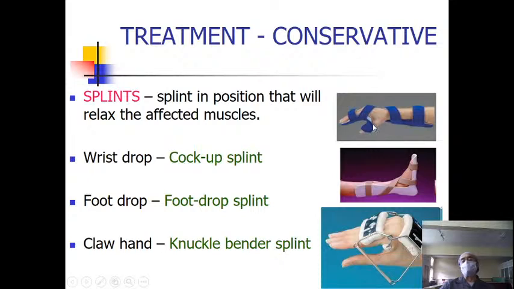So these splints prevent wasting of the muscles and help in early restoration of the function once the nerve function comes back. Once the nerve becomes normal, the muscles will start working, and this is ready for action.